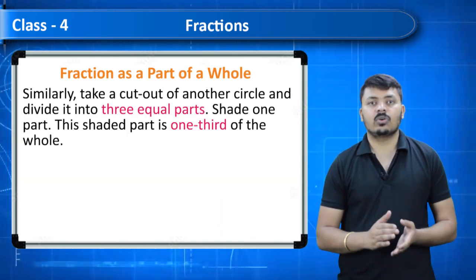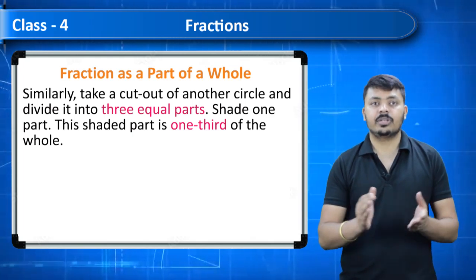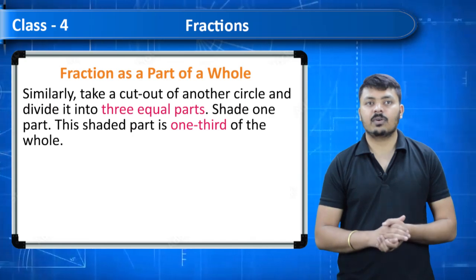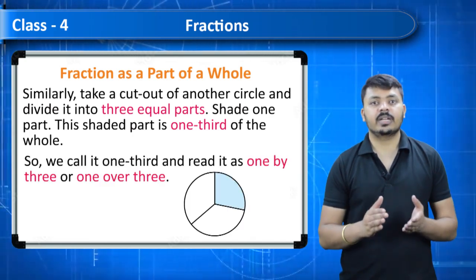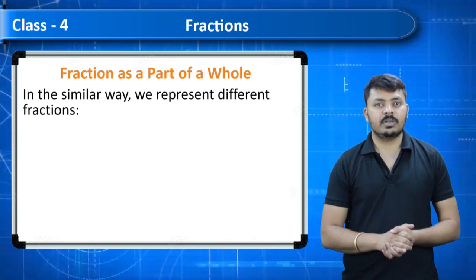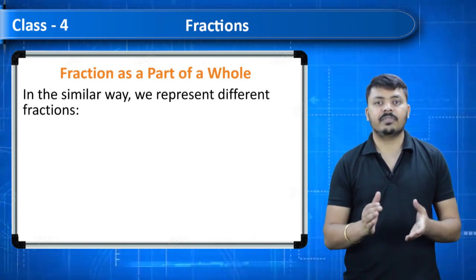Similarly, take a cutout of another circle and divide it into three equal parts. Shade one part. This shaded part is 1/3 of the whole. So we call it 1/3 and read it as 1 by 3 or 1 over 3. In a similar way, we represent different fractions.